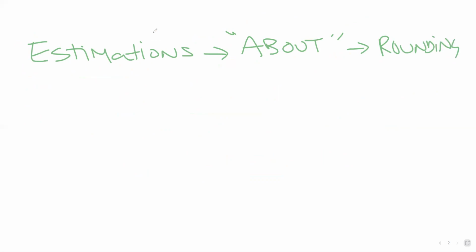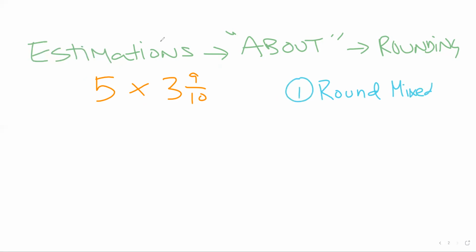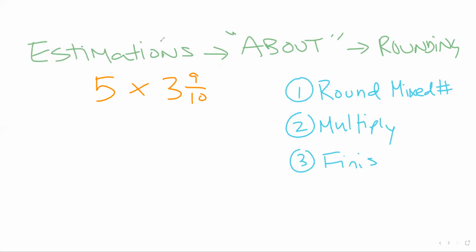So again, today our example would be, what happens if I take something like 5 and I multiply that by 3 and 9/10? Okay, cool. Well, let's think about that. If we break this down into steps today, we are going to round the mixed number, and then we are going to multiply. And then we will be done.